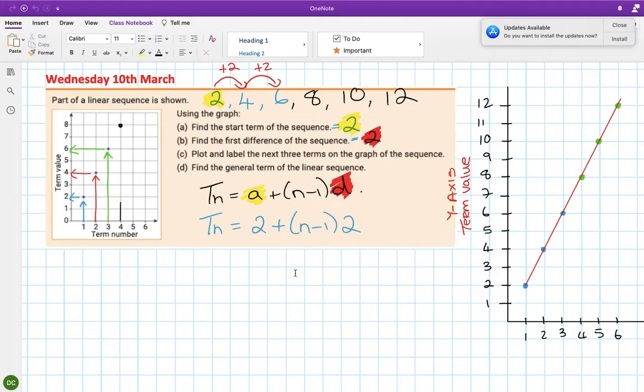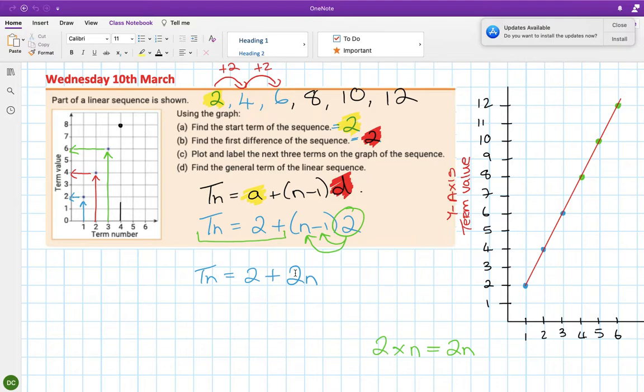So this 2 here that's stuck to the bracket is going to get multiplied by the n and by the minus 1. The rest of it is not involved in that multiplication, so we just write it down. So Tn equals 2 plus. Now, the first multiplication you're going to do is 2 multiplied by n, and the answer to that is 2n. So that goes in here.